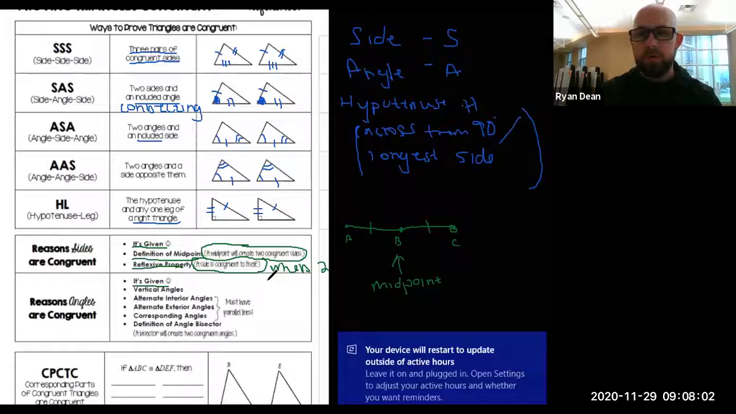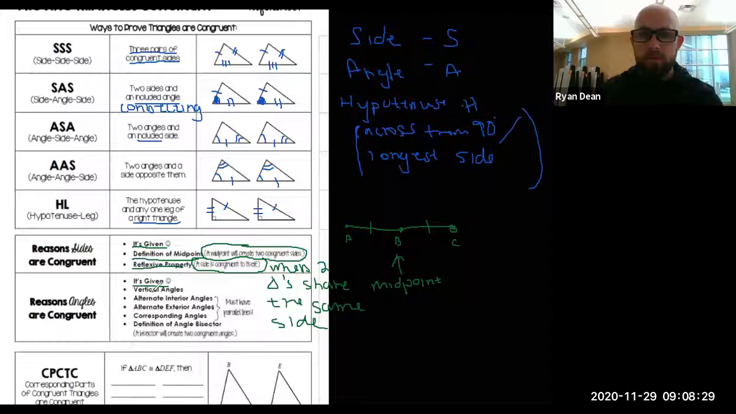When two triangles, that's what we're trying to say. When two triangles share the same side, that's when you would use the reflexive property. When two triangles share the same side.